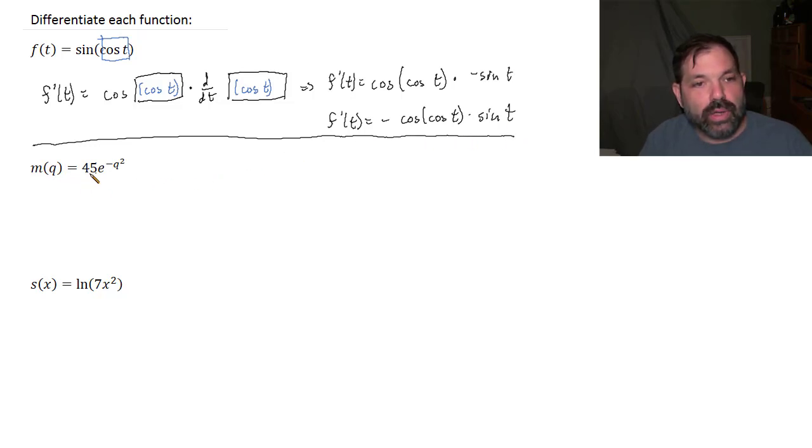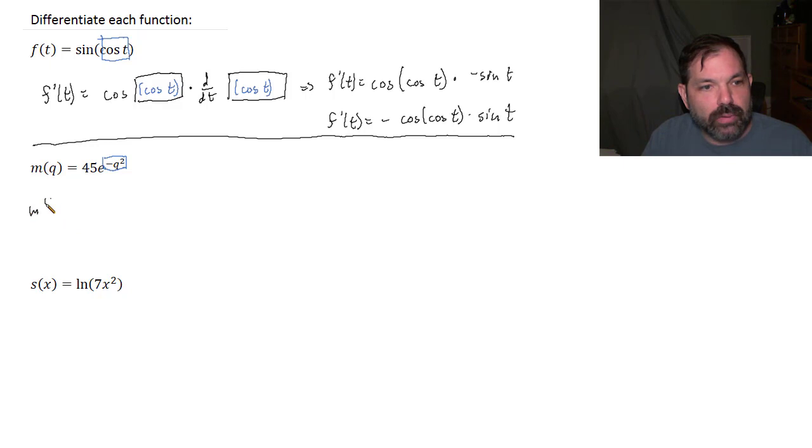M of q is 45e to the negative q squared. All right, the 45 is just a constant multiple. It's not going to have too much bearing on the derivative. We just kind of carry that along. But what's in the box here, if we want to think of that idea? Here, I know how to take the derivative of e to a power. We've learned how to do that. And so the power is the box in this sense.